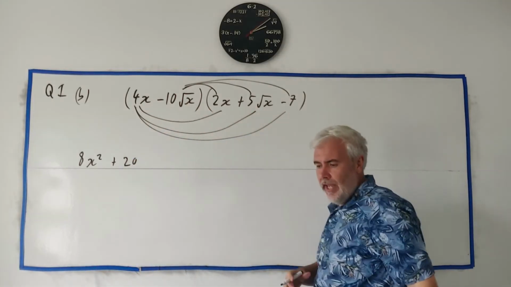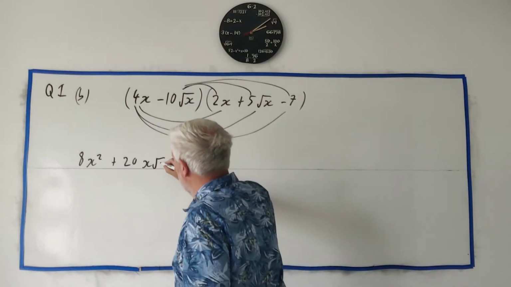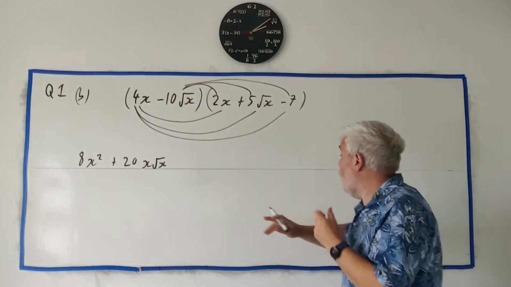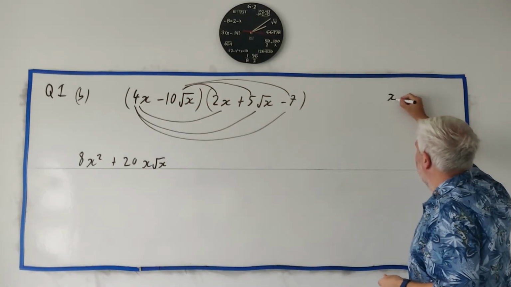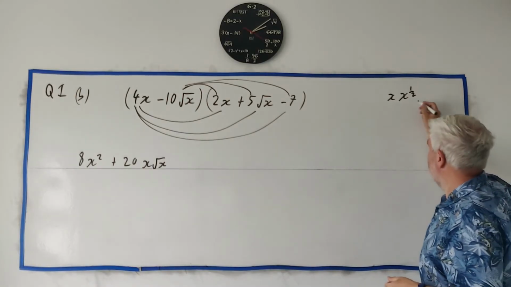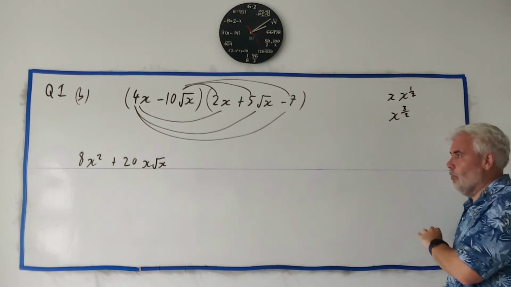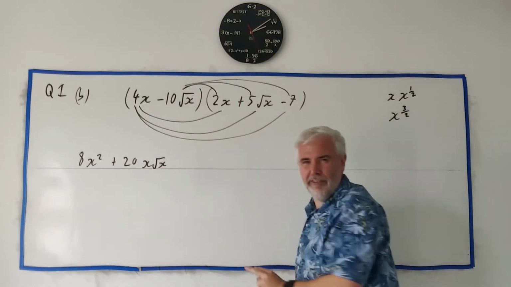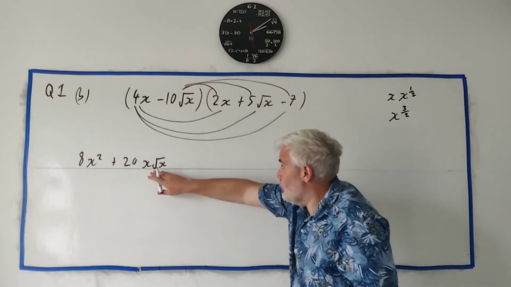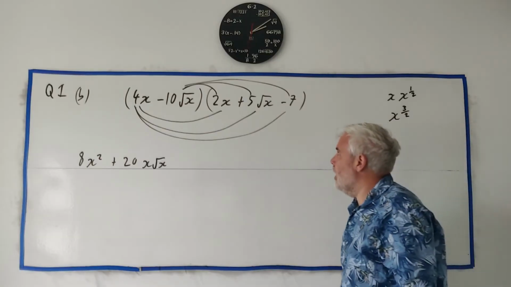There's 2 things you could write there. I'm just going to write x square root x. You could, if you wanted, have written x multiplied by x to the power of a half, which of course is x to the power of 3 over 2. That's fine as well, but it's quite common just to leave it like that. There's not much more you can do here without bringing the fractions in.